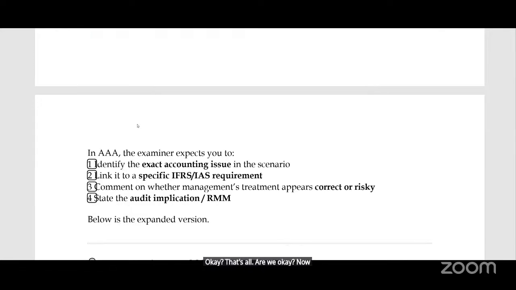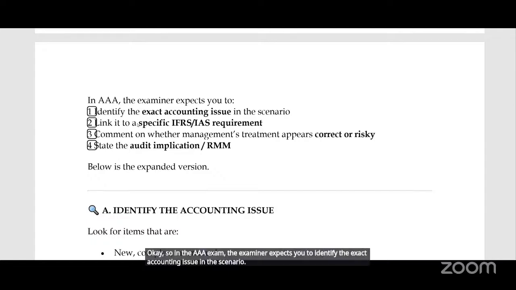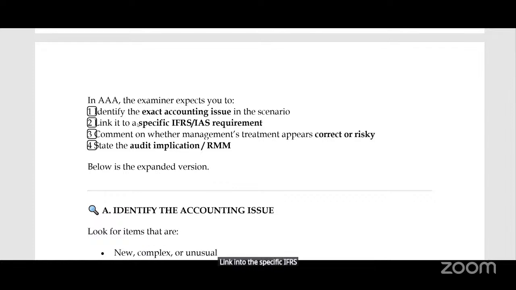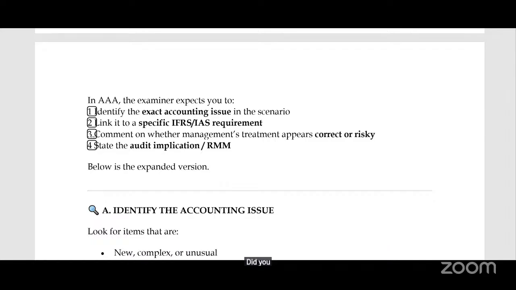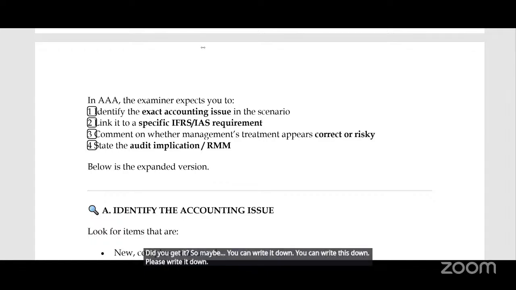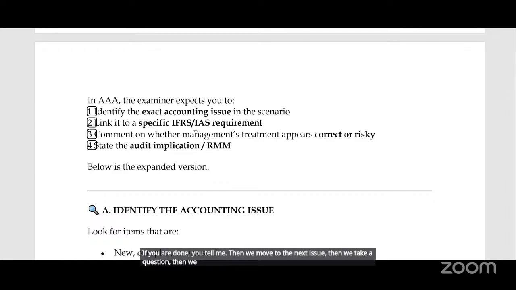Now let's come to the accounting issues. Okay, so in the AAA exam, the examiner expects you to identify the exact accounting issue in the scenario, link it to the specific IFRS or IAS requirement, comment on whether management's treatment appears correct or risky, and state the audit implication or risk of material misstatement. Did you get it? So maybe you can write it down. Please write it down. If you are done, you tell me. Then we move to the next issue. Then we take a question, then we close. It's almost 6.